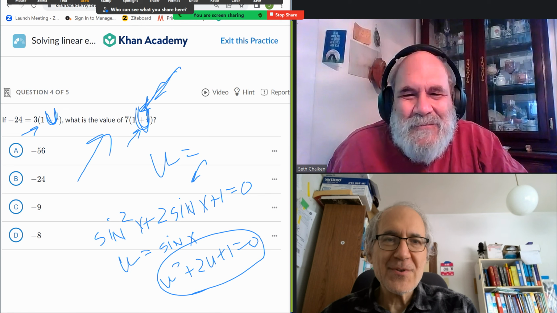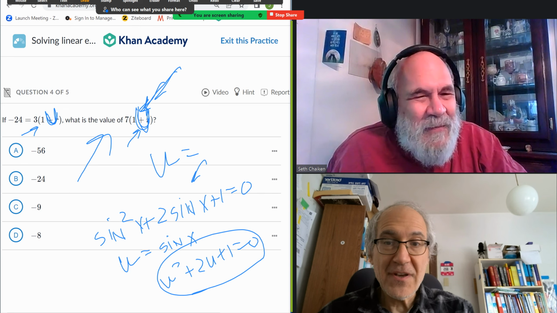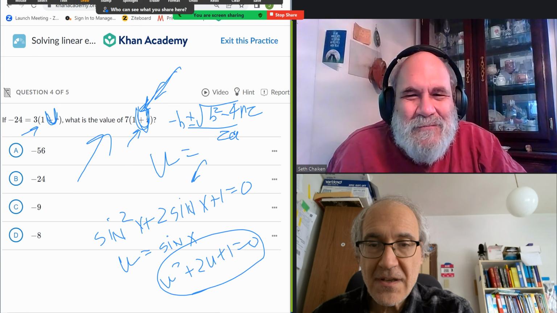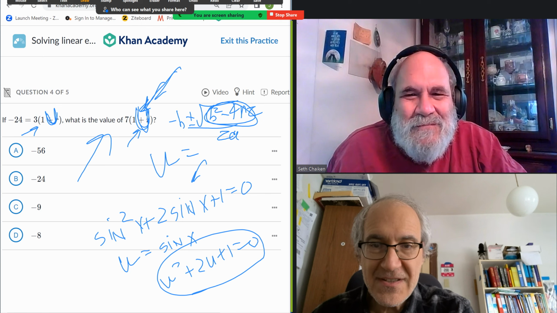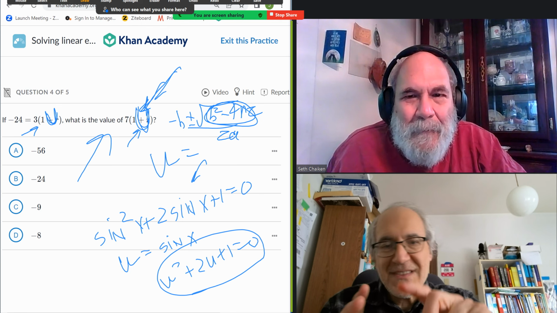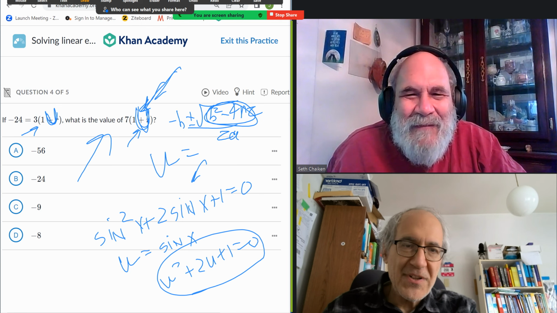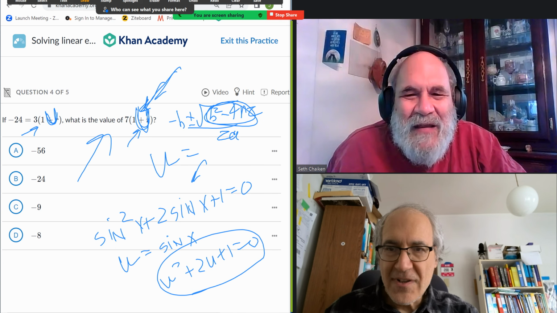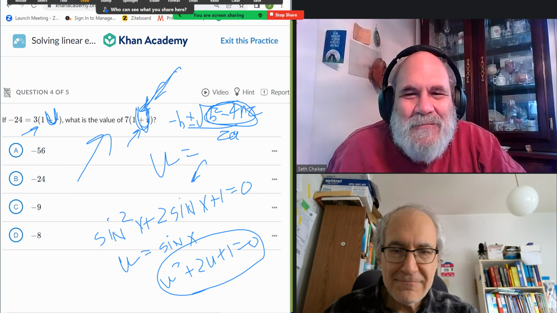The discriminant in a quadratic equation is sort of like that, right? Negative b plus or minus the square root of b squared minus 4ac, over 2a. This thing called the discriminant is similar to that. It's a thing you pull out and you can deal with it by itself. So that's a really important idea. Okay, so we're done.